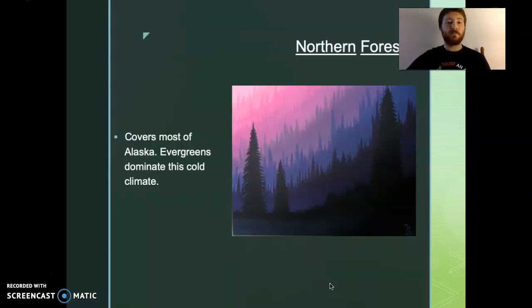The northern forest covers most of Alaska. Evergreens dominate this cold climate. So you're going to see a lot of evergreens or gymnosperms. And they're going to be stacked one next to the other. There's not too much you can grow up here. You have to be a pretty firm and hardened tree to grow in this northern forest.